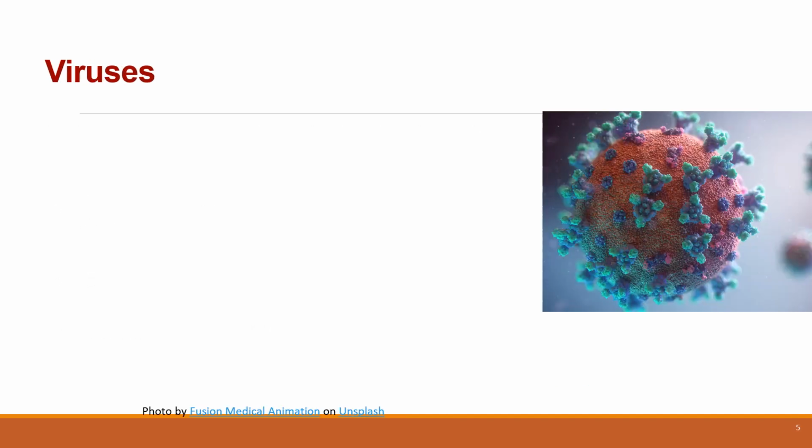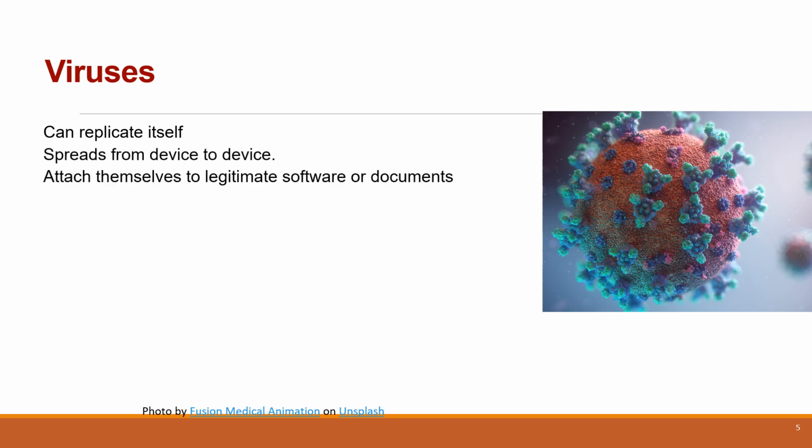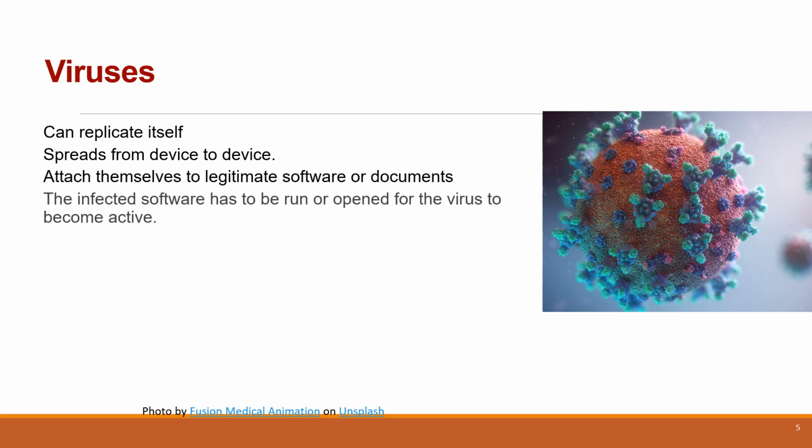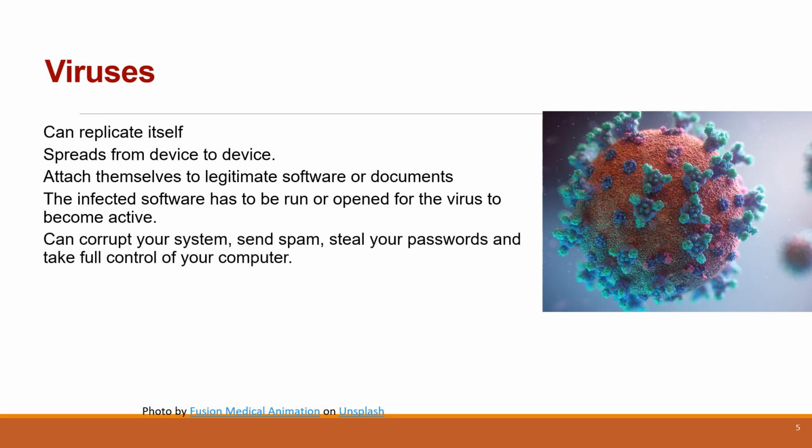A computer virus is software that has the ability to replicate itself so that it can spread from device to device. Viruses attach themselves to legitimate software or a document that supports macros like a word processor or spreadsheet file. You have to run the infected software or open the infected document for the virus to become active. Viruses can corrupt your system, spam everyone on your contacts list, steal your passwords, and take full control of your computer. They can spread to other computers through your network, email attachments, or files copied onto a flash key.